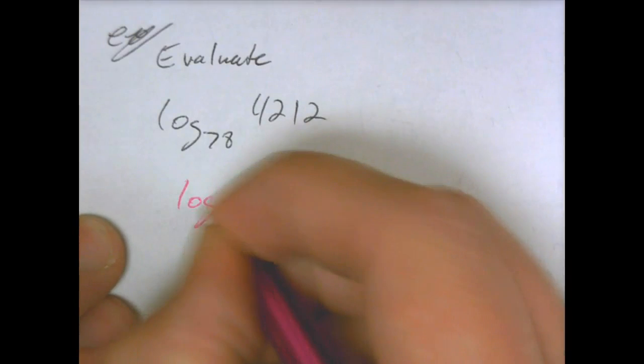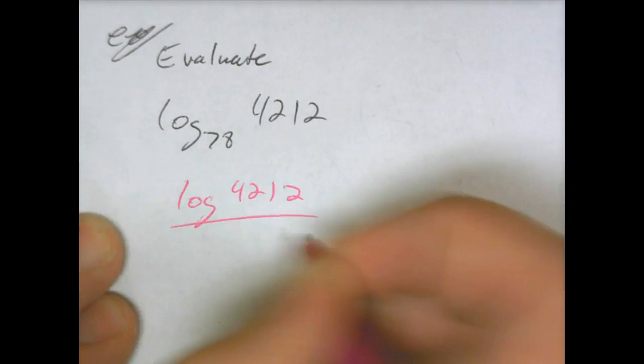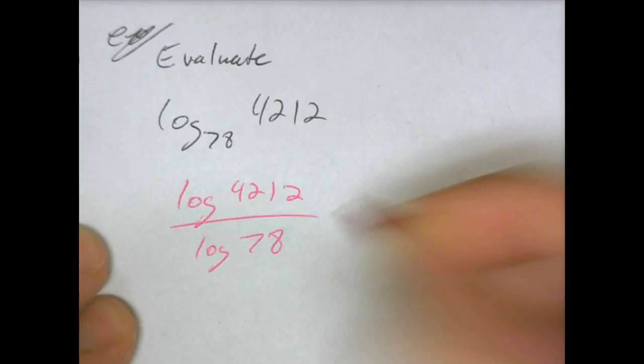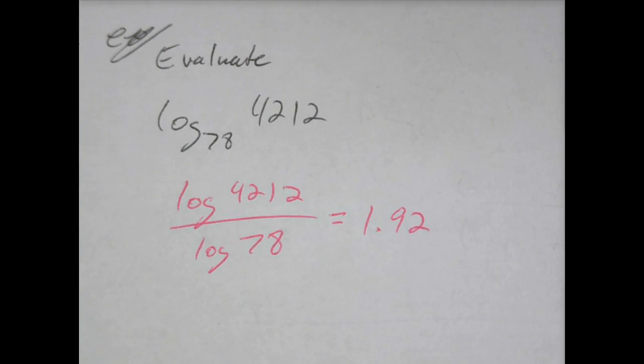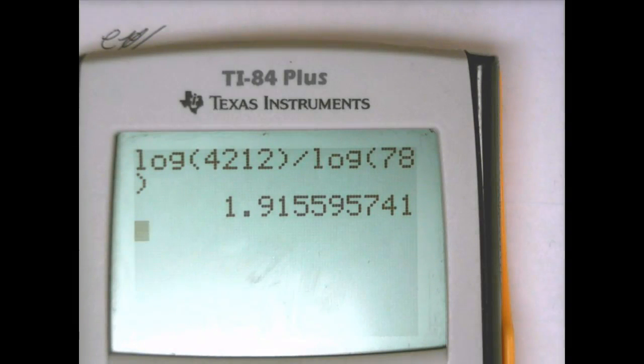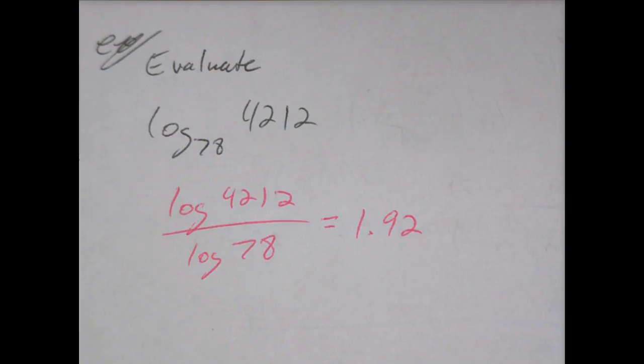So you can say log 4212 divided by log 78. Punch it in your calculator. And that is what you should get. That is literally what I punched in my calculator: log 4212 divided by log 78 is 1.92. Make sure you know how to round.